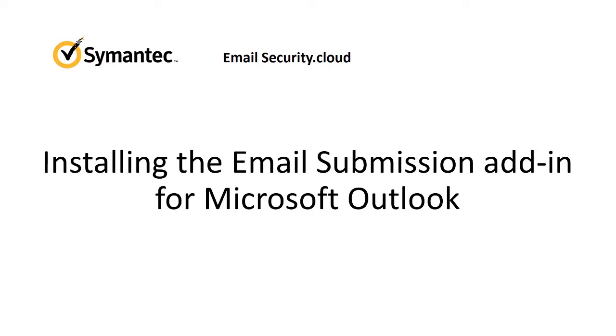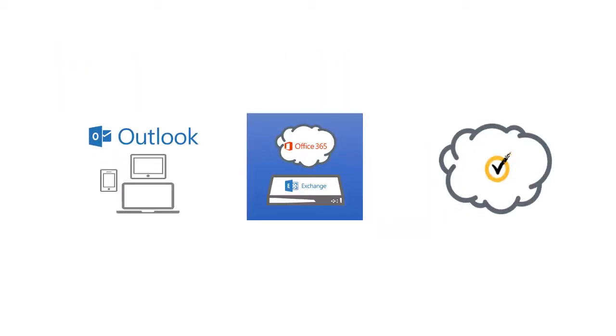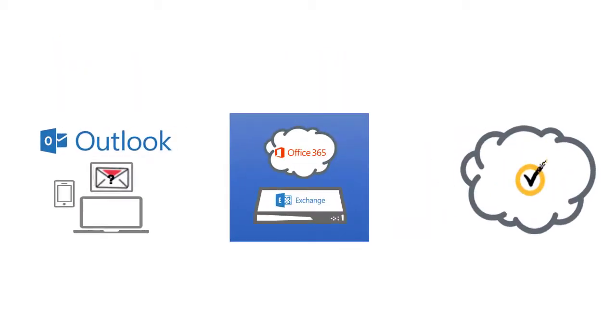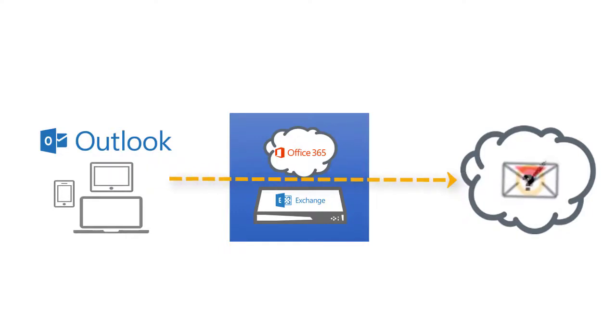This video shows you how to set up email submission so your users can report suspicious emails to Symantec with the click of a button. If a user finds a message in their inbox that looks like spam or a phishing attempt, or if it has a suspicious attachment, they can send the email directly to Symantec for analysis.